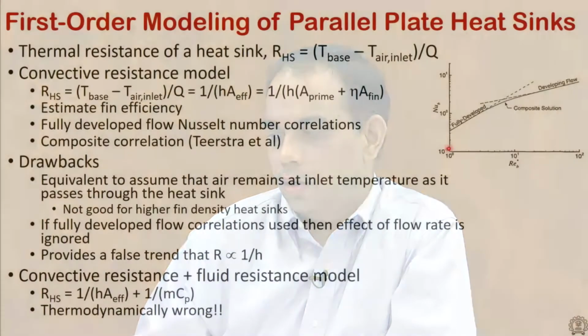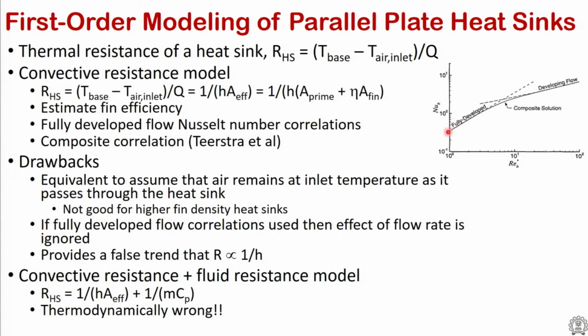And there are many correlations for these types of convective heat transfer models, and one of the common ones is the so-called composite solution, where they use a combination of fully developed flow and developing flow correlations and obtain a composite correlation to describe the heat transfer coefficient in this.